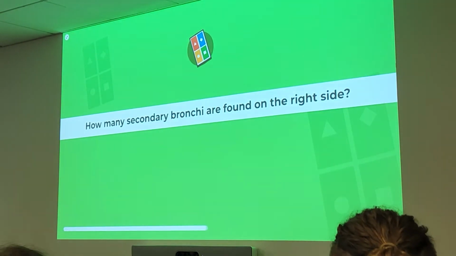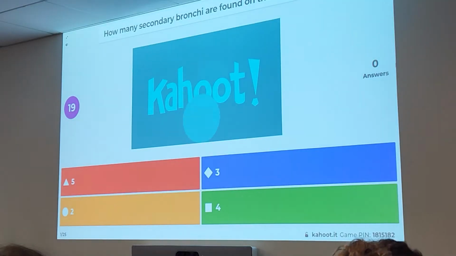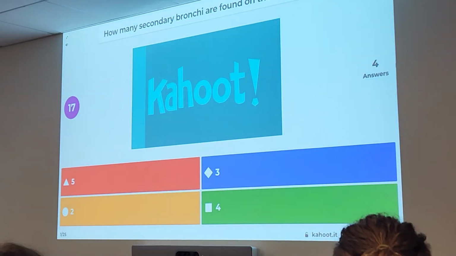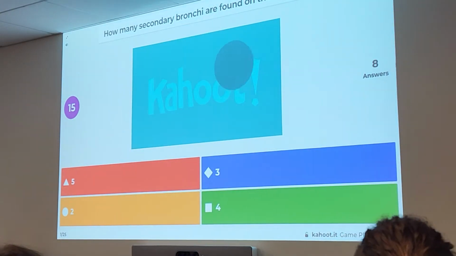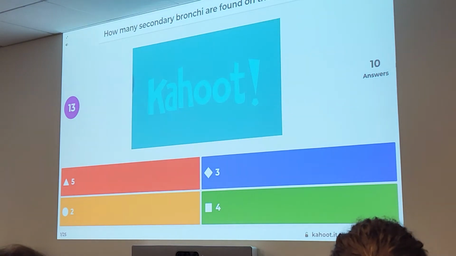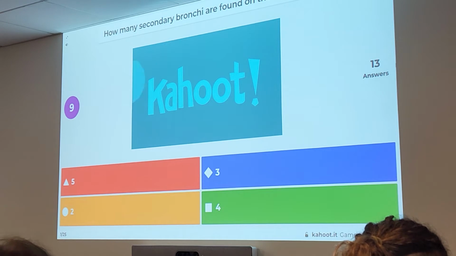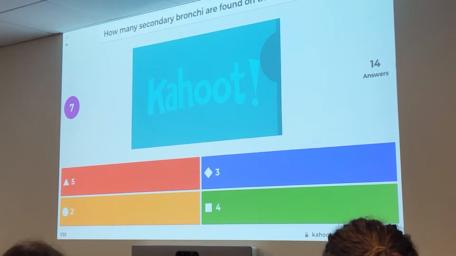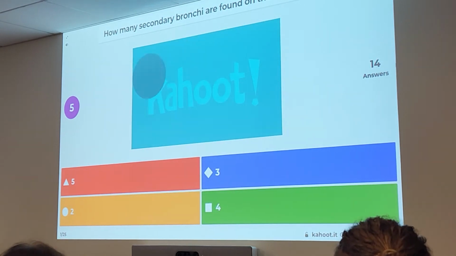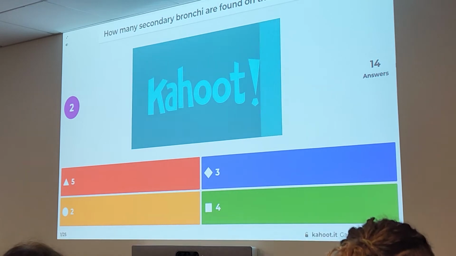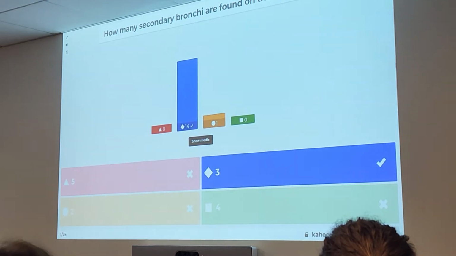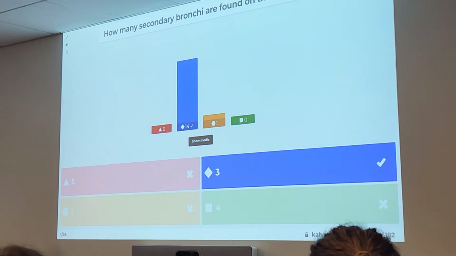How many secondary bronchi are found on the right side? A little bit of a tough one here. Oh, very good. The majority got that right. There are 3 on the right side. Very good. Excellent.